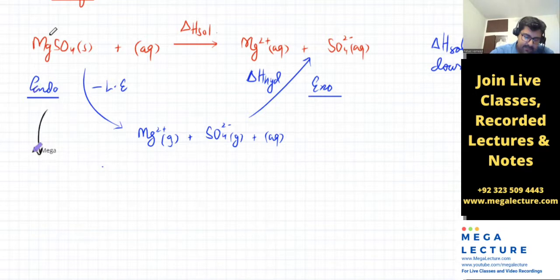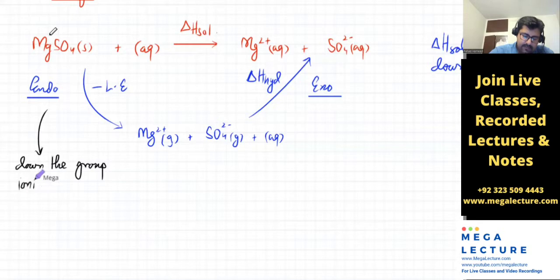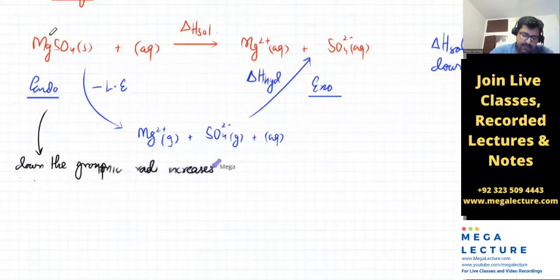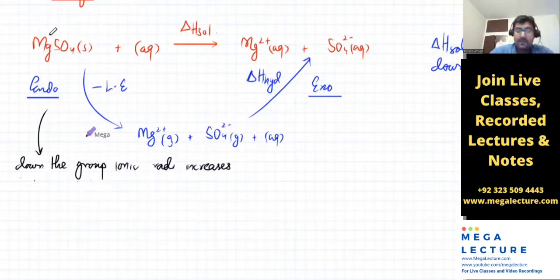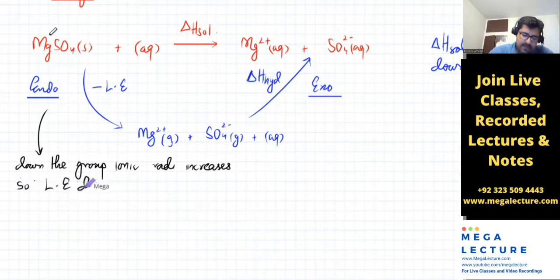What happens is, down the group ionic radius increases. That means lesser charge density. It's bigger ions. Hence, it's going to be a weaker lattice, which is easier to break. So lattice energy decreases. Why? Because bigger ions make weaker lattice.